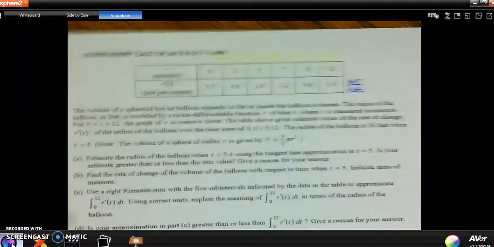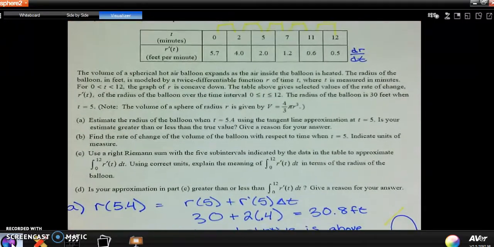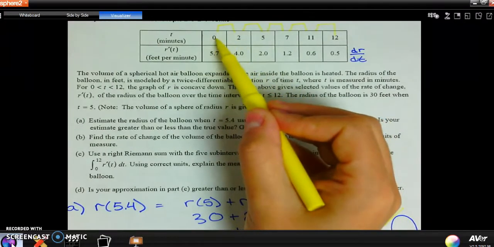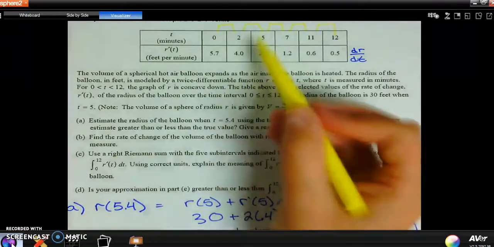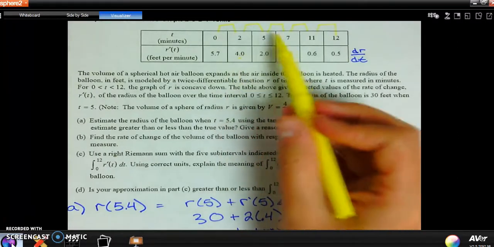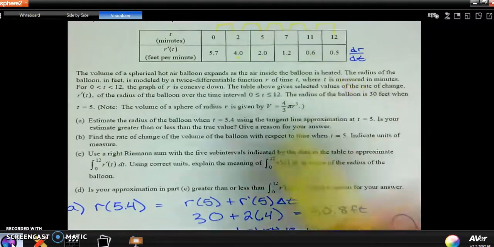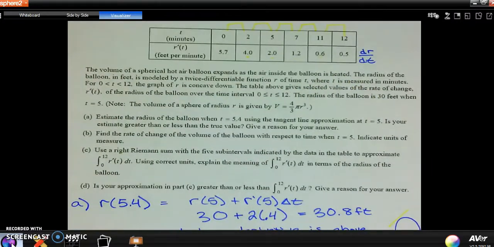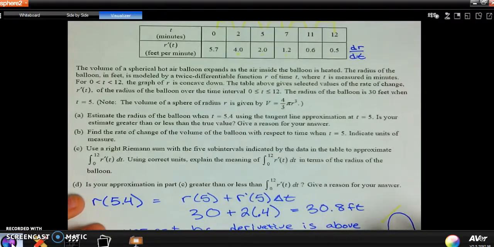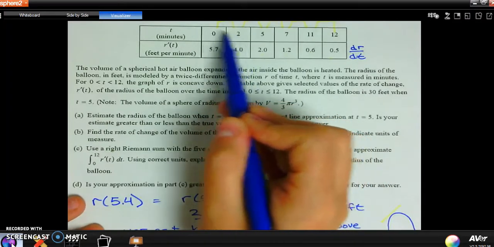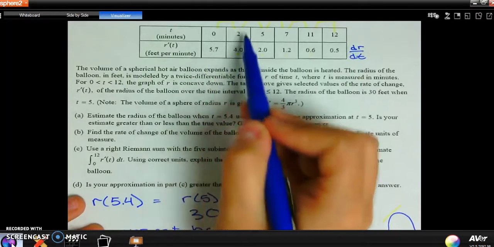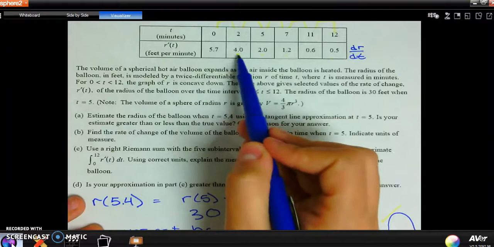There's no shame in that scratch work if you want to show the rectangles. I like that because it helps me visualize the left-hand side or the right-hand side. So here it's asking me for the right, so I'm going to use this 4, this 2, the 1.2, the 0.6, and the 0.5. And we'll figure out how wide each rectangle is. Your delta x is determined by this distance. So the first rectangle is 2 wide, and its height is going to be 4 because it said to use a right-hand Riemann sum.